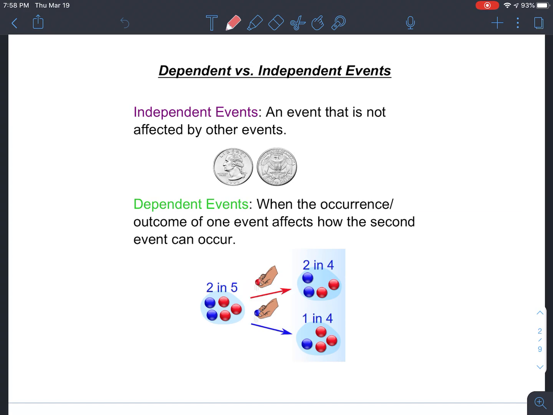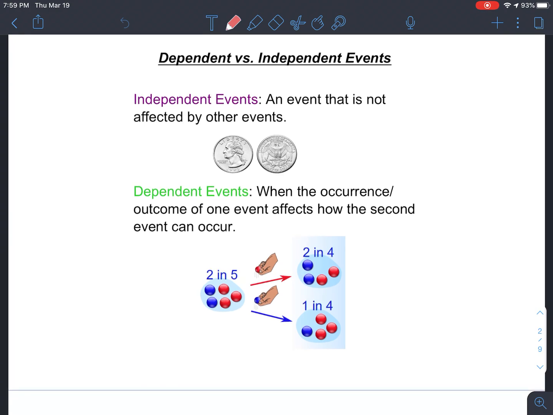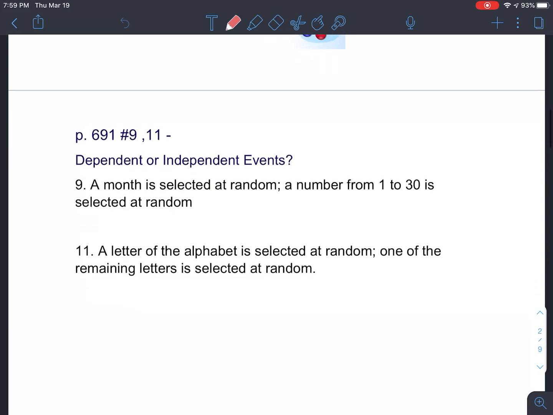Whereas dependent events are when the occurrence or outcome of one event affects how the second event can occur. For instance, if you have marbles in a bag, right? If you pull a marble out and do not replace it, you are changing the number of marbles in the bag for the future. So that means the second marble you pull out of the bag is going to be dependent on what you pull out of the bag the first time, right? If you replace the marble, then it goes back to being independent events. But as soon as you take it out and leave it out, they are dependent events.